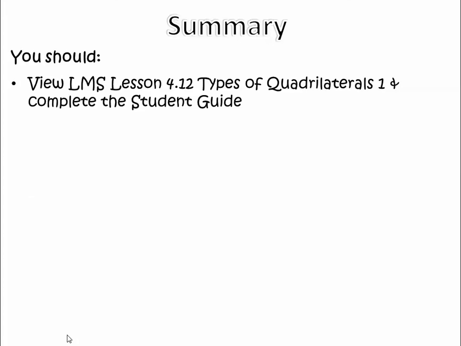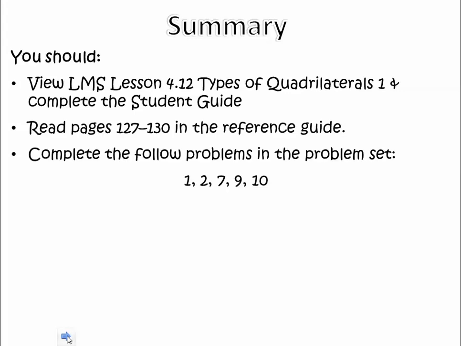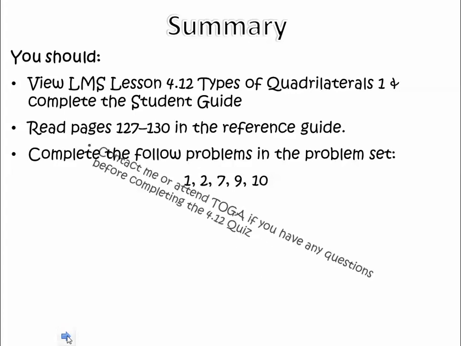Okay, so you should be going through the LMS lesson 412, Types of Quadrilaterals, Part 1, and complete the student guide. You also need to read pages 127 through 130 in the reference guide and make any additional notes that you need to, because remember, you get to use your notes on your test. Complete the following problems in the problem set. There's only 5, so you can handle it.